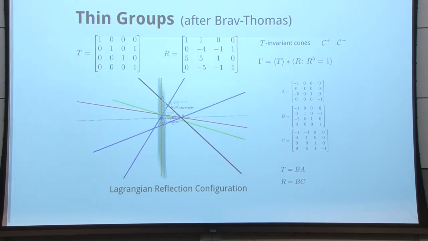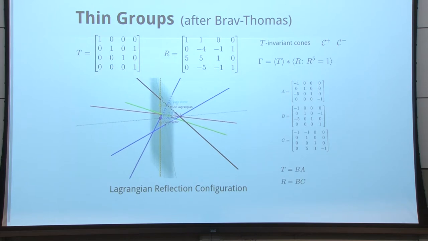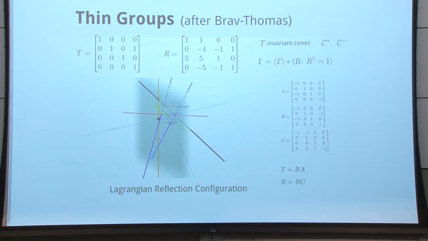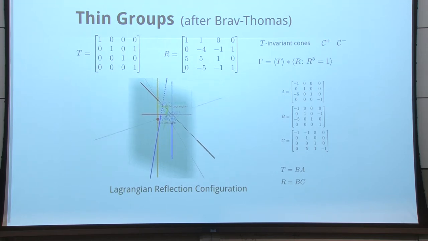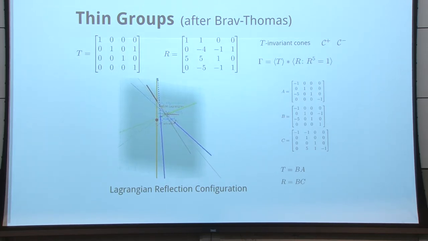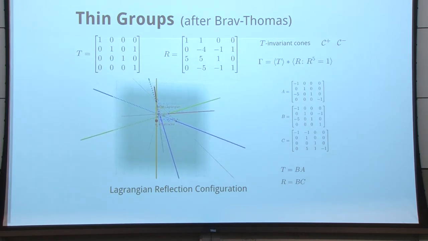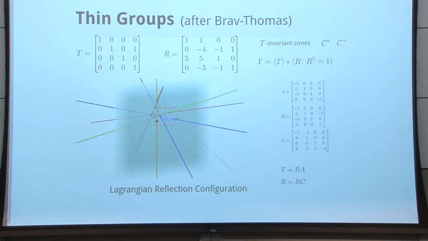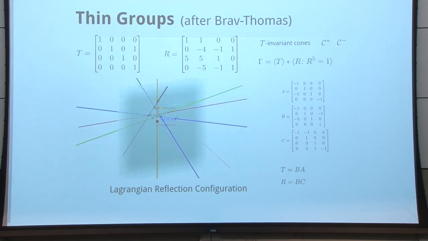And so I have the colors here. A is a reflection in the red. So there are two red lines. Actually, there's one red line and there's a yellow line, which is both red and green. So A and B actually turn out to share a reflecting Lagrangian. And the blue lines correspond to reflections in C.